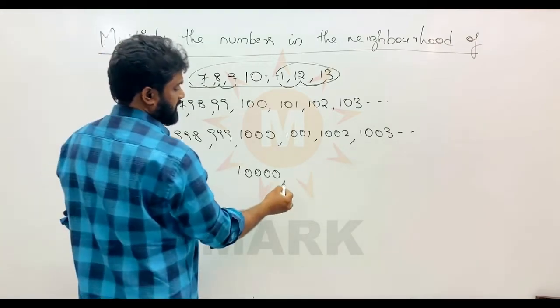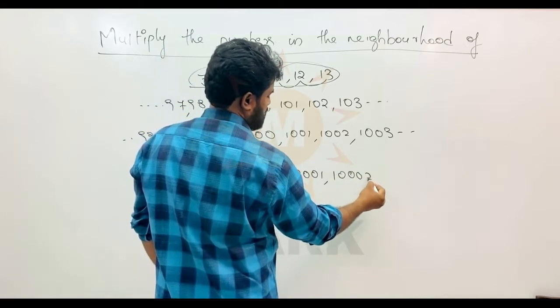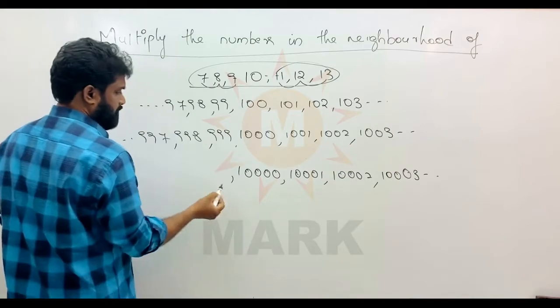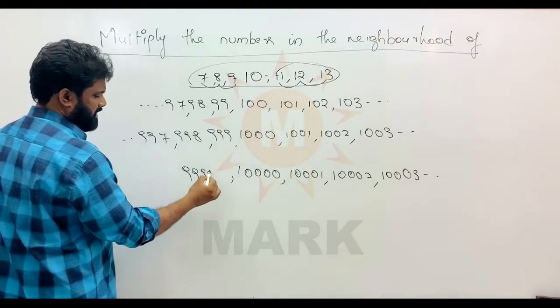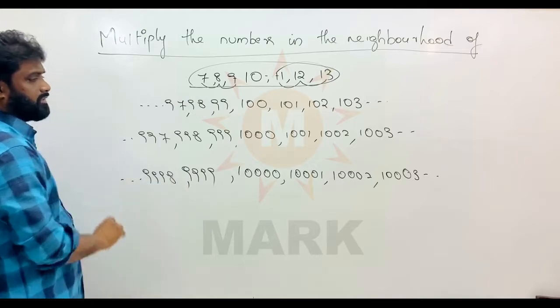In the same way for 10,000 also, 10,001, 10,002, 10,003, etc. So if you come like this, 9,999, 9,998, you should go like this.